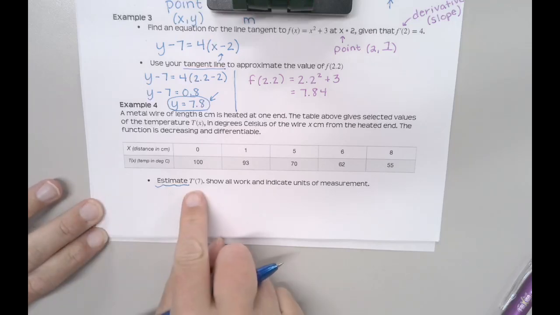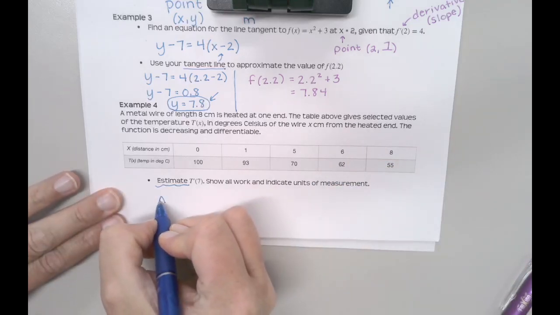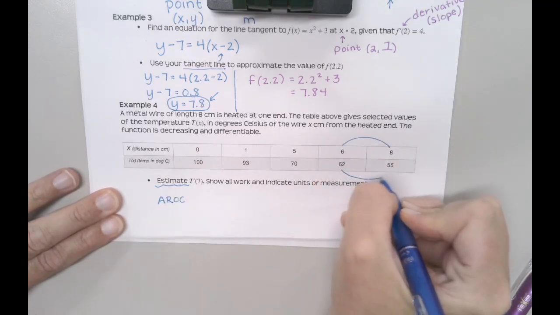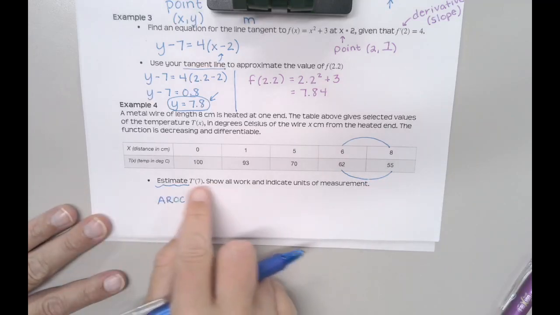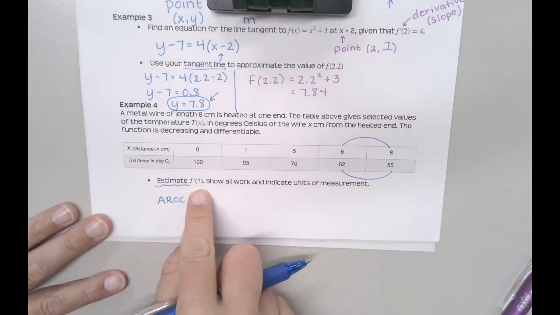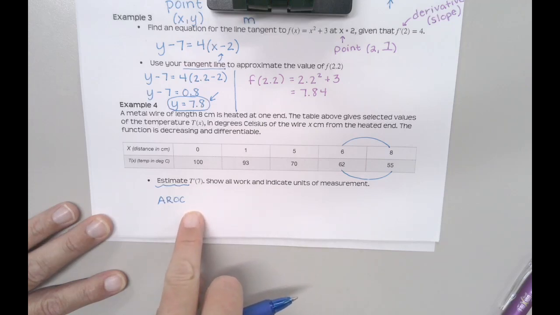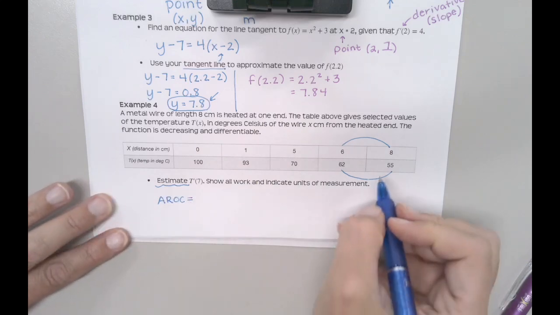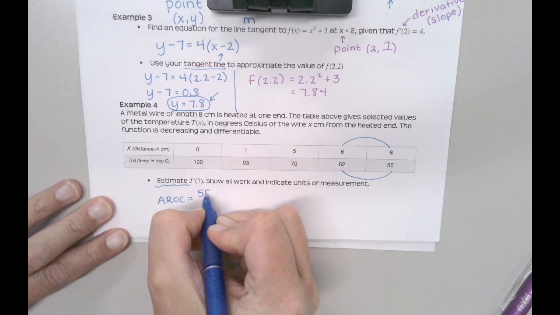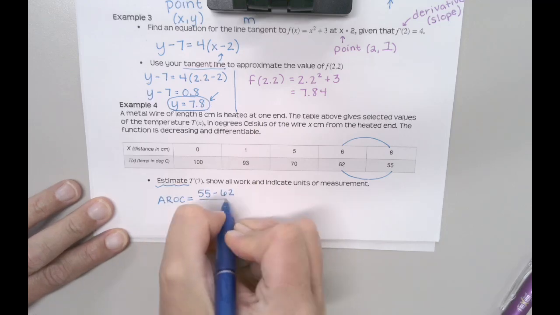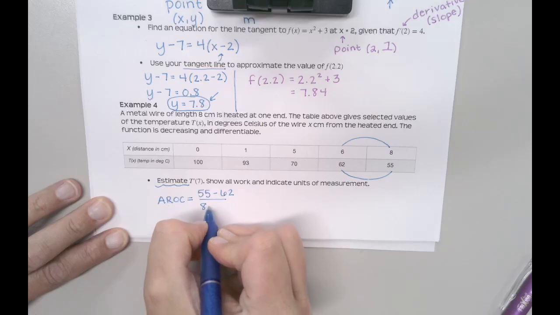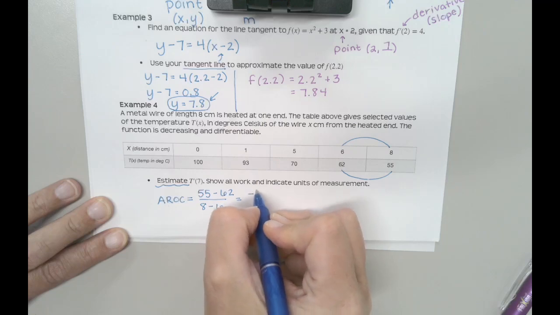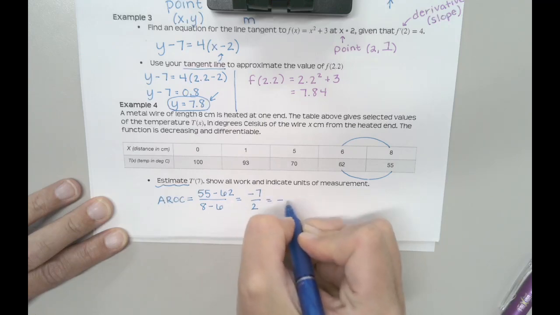I'm going to estimate this by doing an average rate of change on either side of 7. So I'm going to do an average rate of change here and here. I need to emphasize again that this is an estimate of T prime. So we're not actually finding a derivative here. We're finding an average rate of change. But sometimes that's the best we can do. So let's see, 55 minus 62 over 8 minus 6. This is going to be negative 7, I believe. Yep. Over 2, which is negative 3.5.